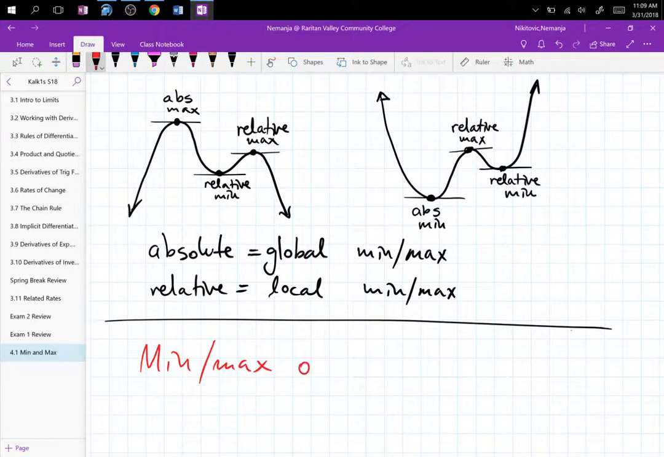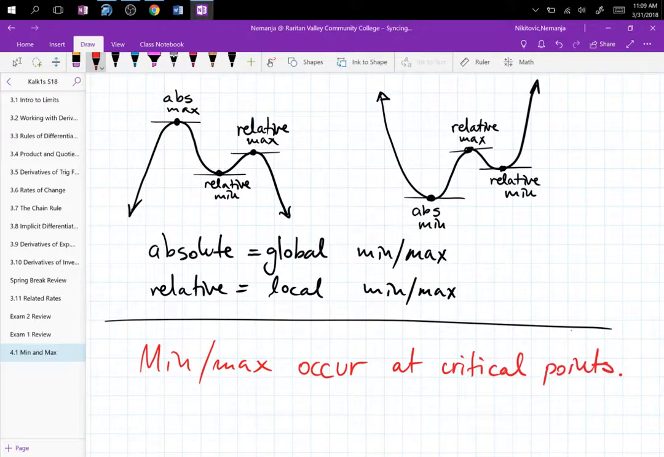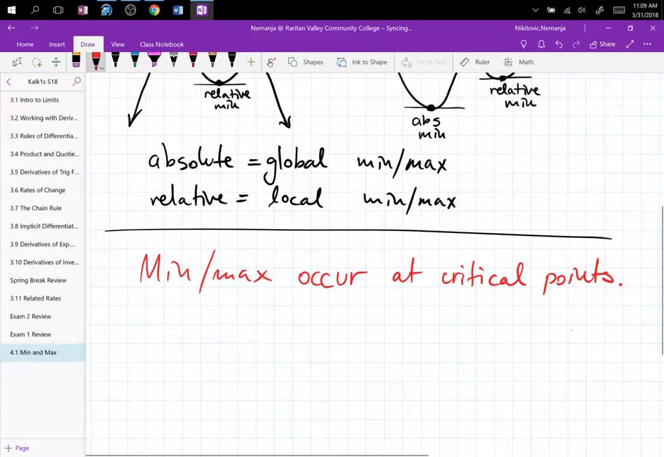min/max occur at critical points. So they occur at critical points. And it's our job to first define a critical point, because we can. I want to use the same wording as your textbook. So here it is, definition.